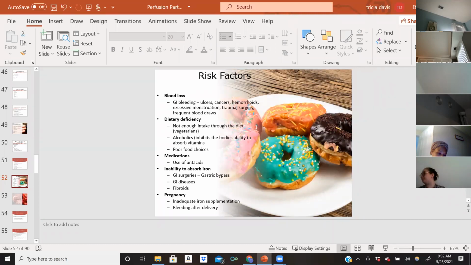And the poor food choices can also be related to the alcoholism because they're drinking all the time and they're not really eating. Certain medications, so the use of antacids, will also prohibit the absorption of iron. Patients that have had GI surgeries or gastric bypasses, certain GI diseases, and then fibroids that we see in women, these all cause the inability of their body to be able to absorb iron.